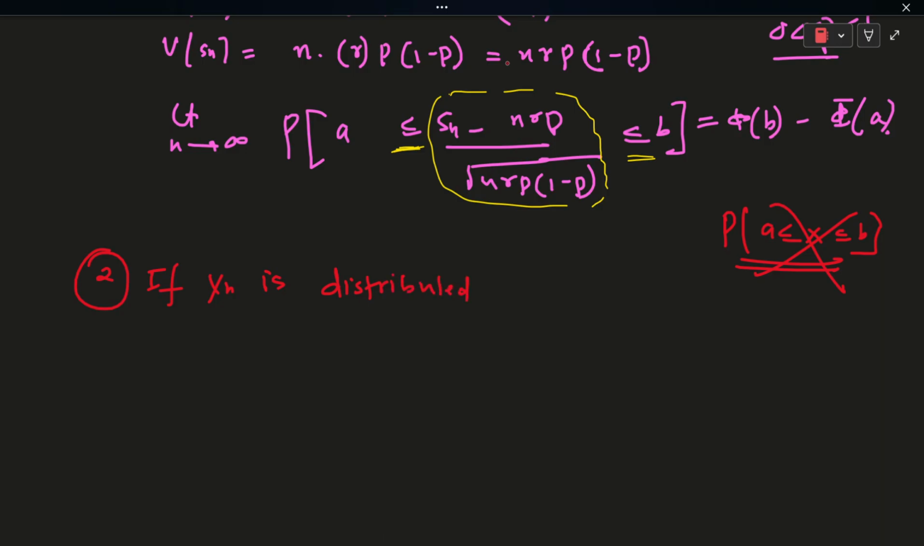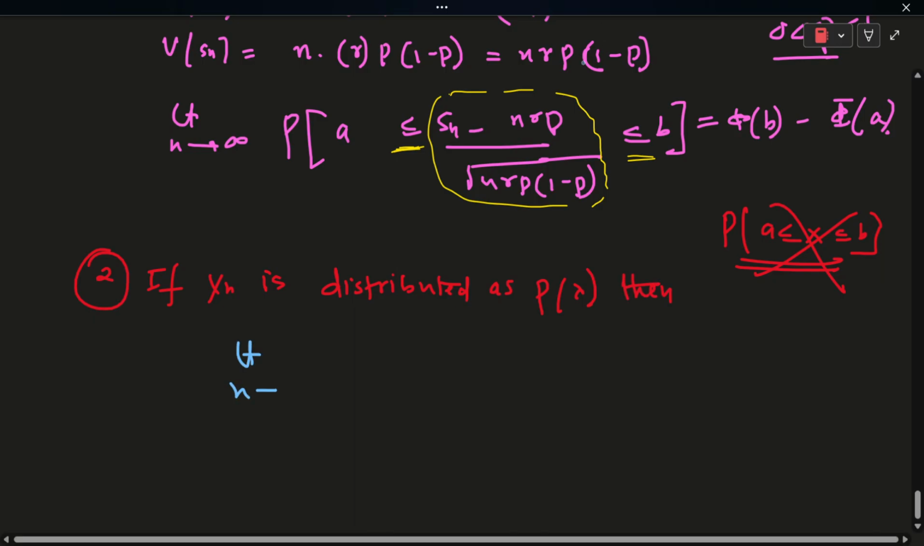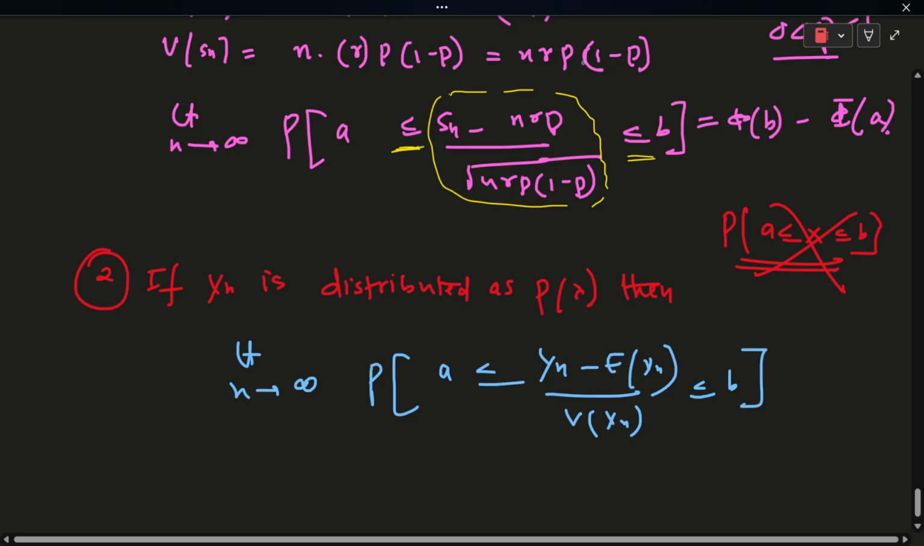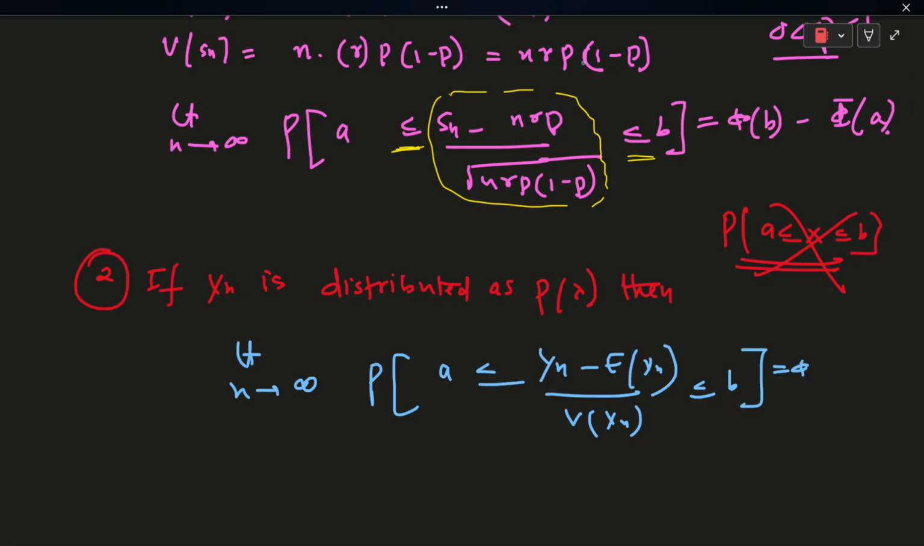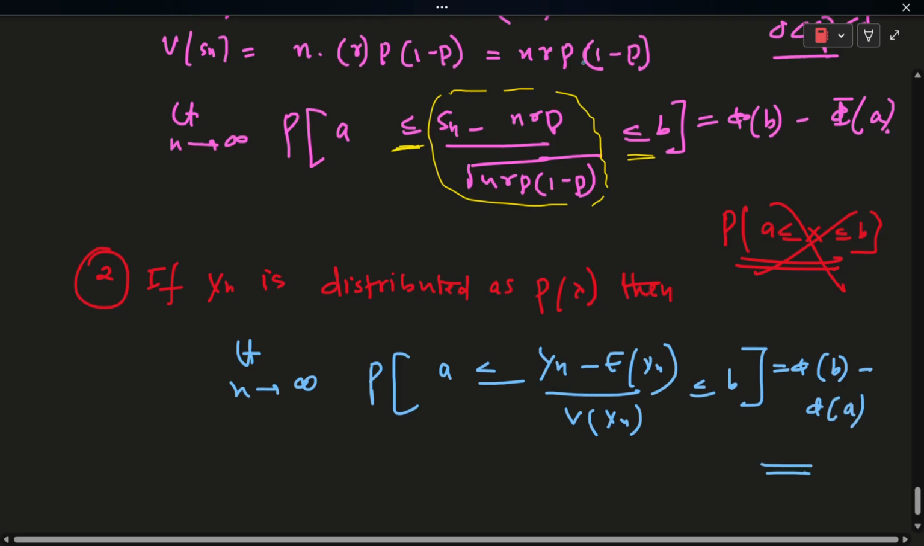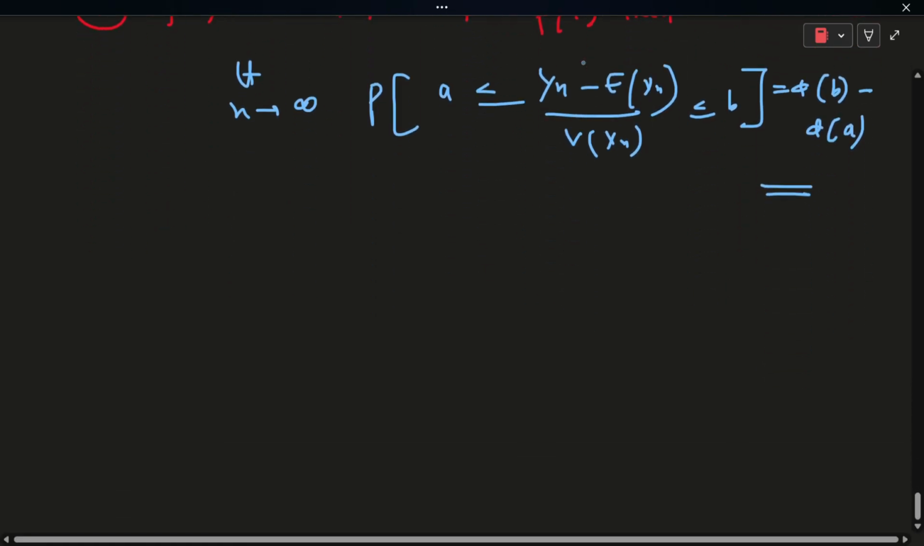Second, if Yn is distributed as Poisson lambda, then the limit as n tends to infinity of the probability that (Yn minus expectation of Yn) divided by the square root of variance of Yn is between a and b is equal to phi of b minus phi of a. That was your applications of CLT.